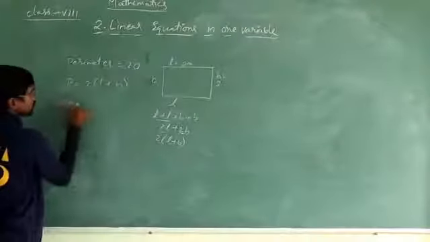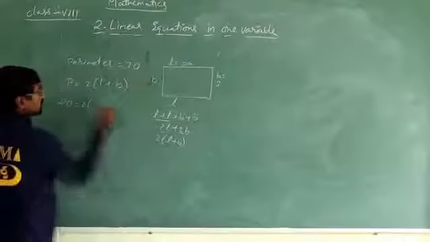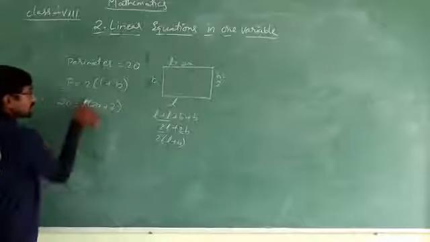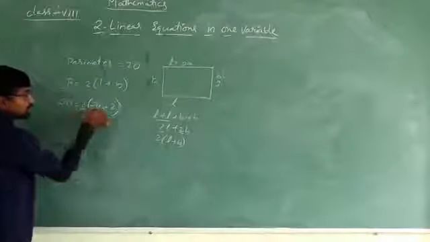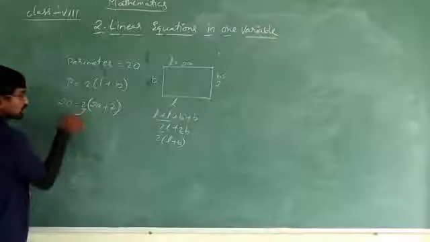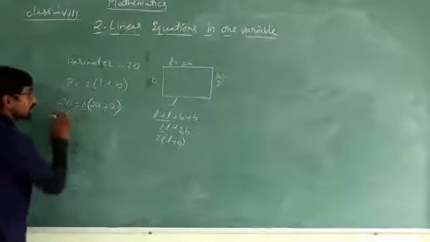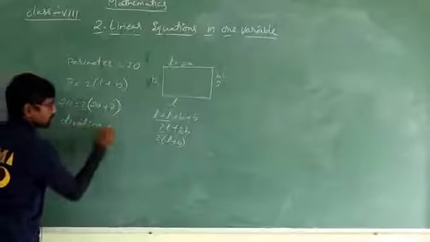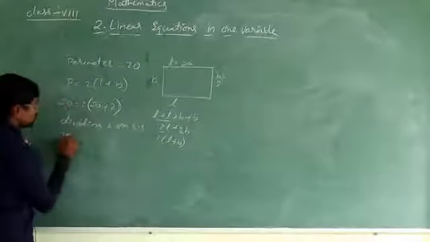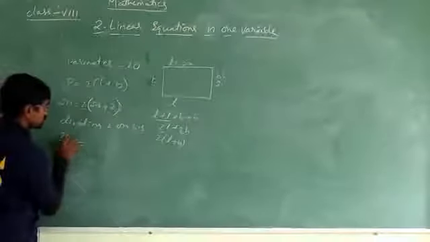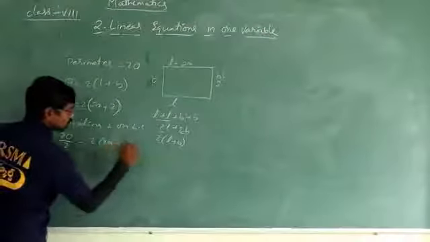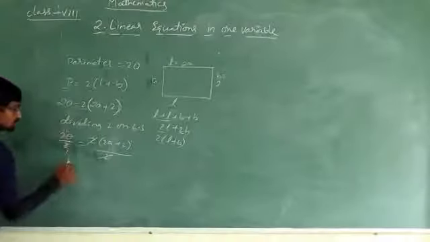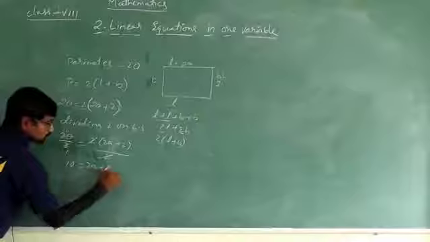So here the perimeter value is 20. I have to substitute 20. So 2 into what is the length? The length I have taken is 2a, plus the breadth, which is 2. Now see, this whole thing, 2a plus 2, is multiplied by 2. If it comes to the other side, it will divide. It means I have to divide by 2 on both sides. So 20 by 2 equals 2 into 2a plus 2, divided by 2; the 2s will cancel. So 10 equals 2a plus 2.